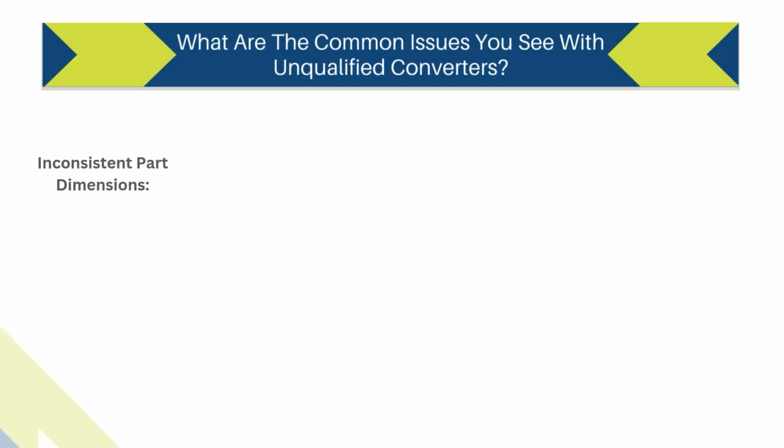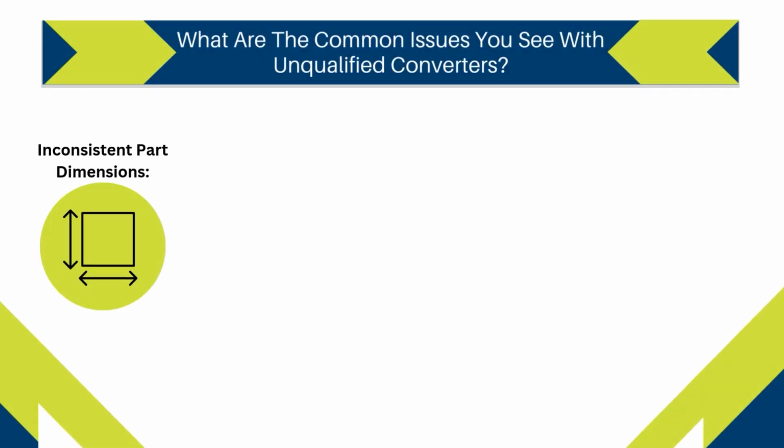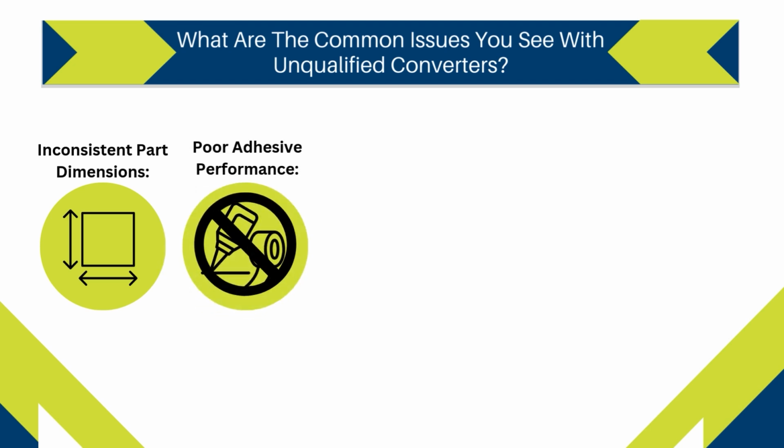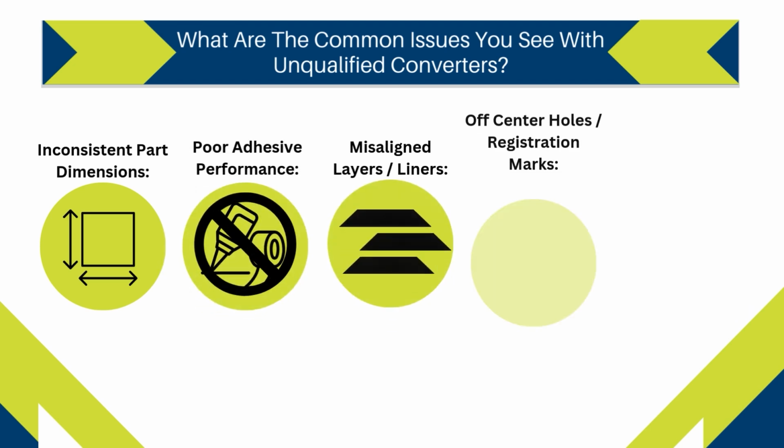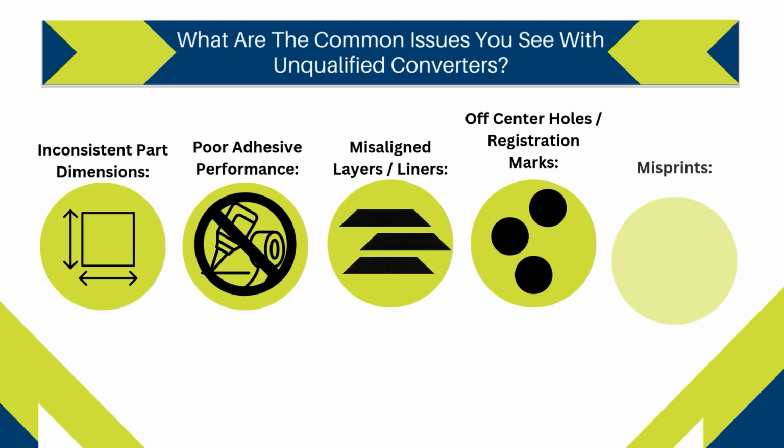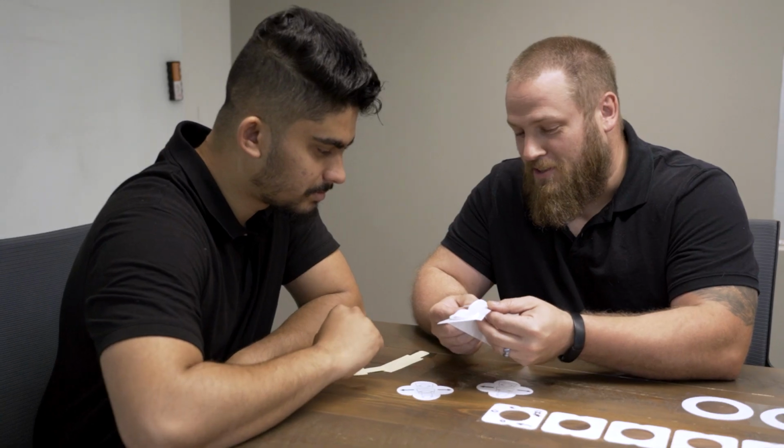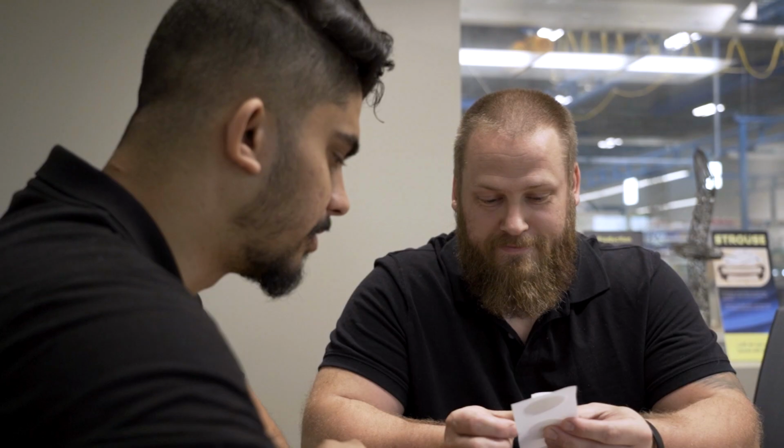Common converting quality problems can range from cosmetic flaws to critical functional failures. Among the most frequent issues are inconsistent part dimensions, poor adhesive performance, misaligned layers or liners, off-center holes or registration marks, and misprints. These problems not only disrupt production, but can also lead to wasted materials, lost time, and extra costs. For many companies, such errors have become a recurring frustration, and when a converter is unable or unwilling to address and correct the mistakes, it can damage trust and project outcomes.